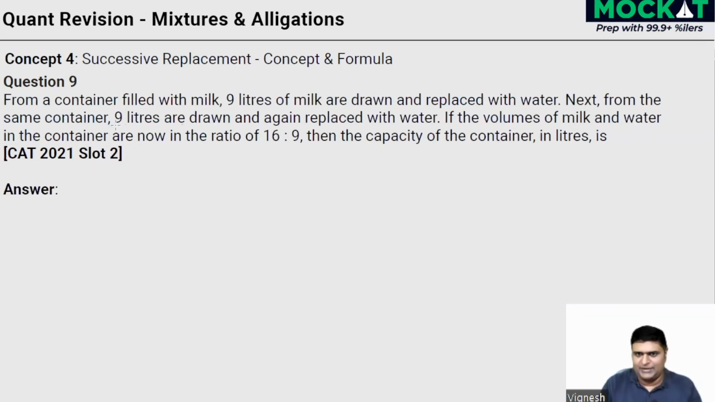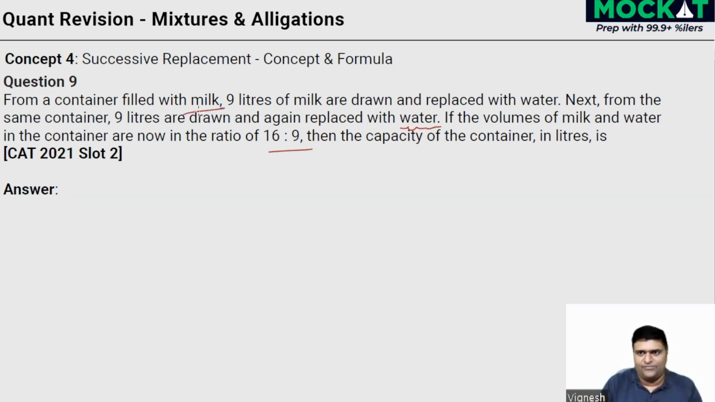On to the next question here. From a container filled with milk, 9 liters of milk are drawn and replaced with water. Next, from the same container, 9 liters are drawn again and replaced with water. If the volumes of milk and water in the container are now in the ratio 16:9, then the capacity of the container is what? Now, what is the replacement liquid? Water is coming back, milk is not.